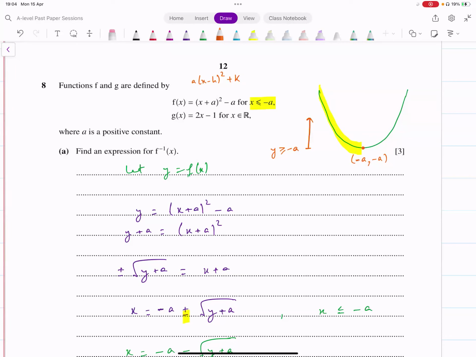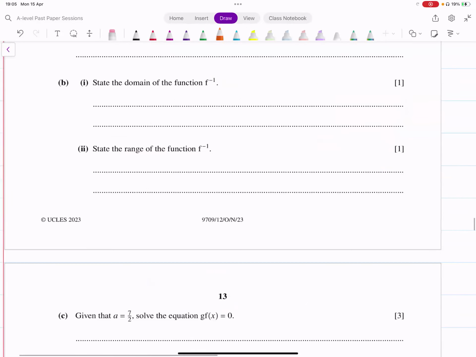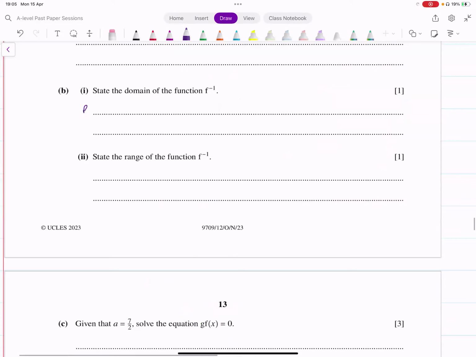Look at the graph, look at what part is valid. What's the lowest point? The lowest point is minus a vertically. Highest point, there's no highest point, it's going up to infinity. So the range is y greater than or equal to minus a. So now you would say, since the range of f is y greater than or equal to minus a.